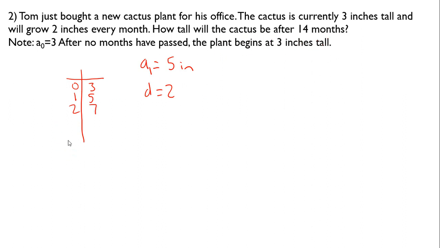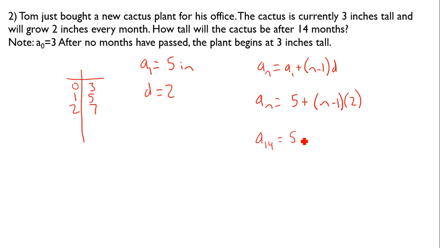Well, that's a lot of writing out to do. So I think this would be a better spot for the explicit formula. So remember, that's a sub n equals a sub 1 plus n minus 1 times d. I'm going to make this formula. So our first term was 5. That's after 1 month, the plant was 5 inches tall. n minus 1 times our common difference. Our common difference is 2 inches every month. And so then we know that we're trying to find after 14 months. So 14's our n, so let's plug it in.